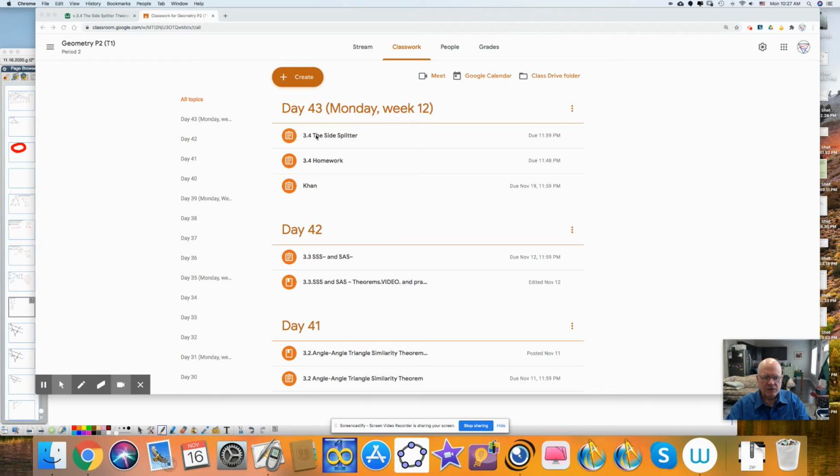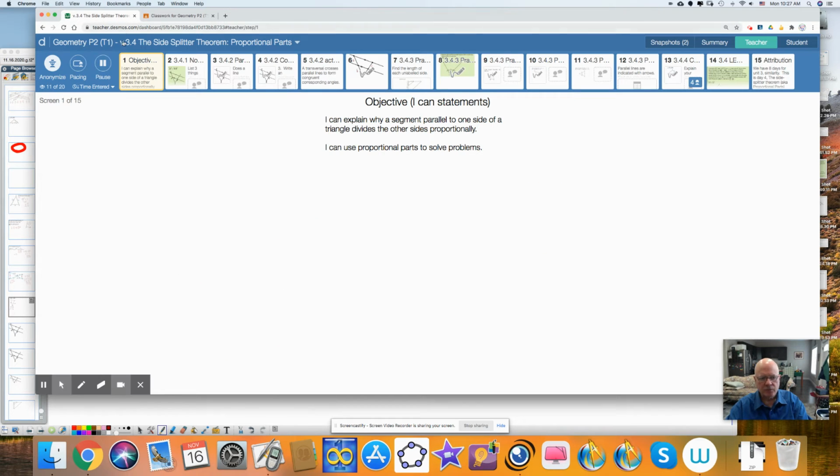In today's lesson, it's on the side splitter theorem. By the end of the lesson, you will be able to explain why a segment parallel to one side of a triangle divides the other sides proportionally. Notice it does not divide the sides that are parallel, it divides the other sides. And I can use proportional parts to solve problems.